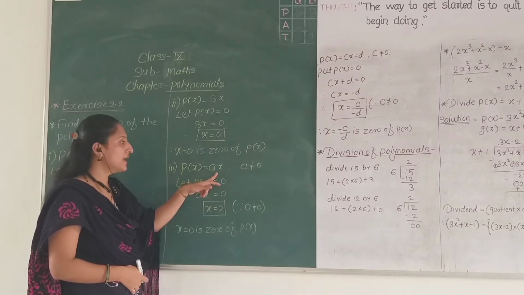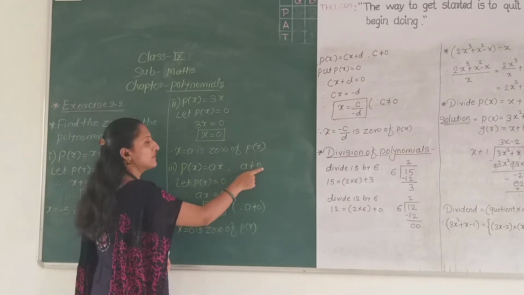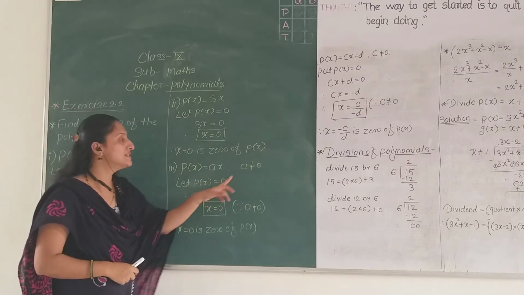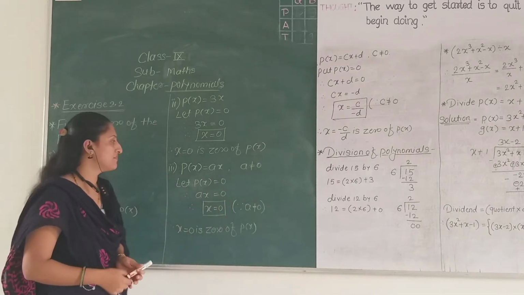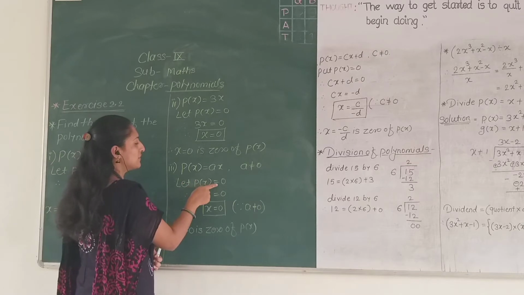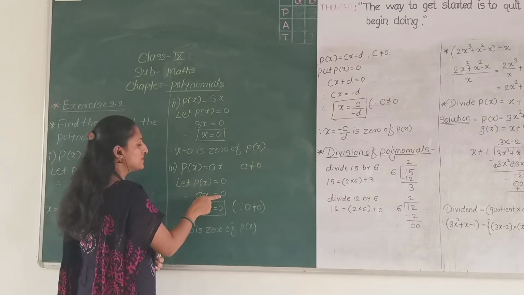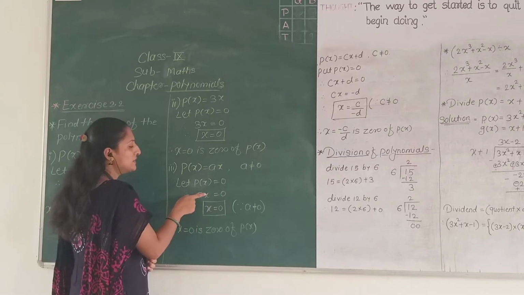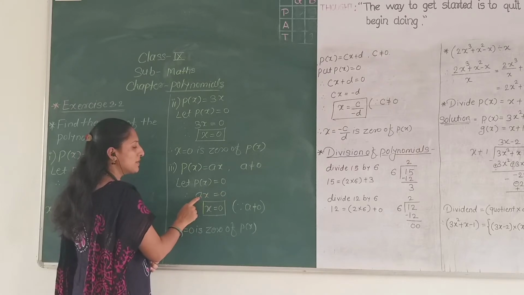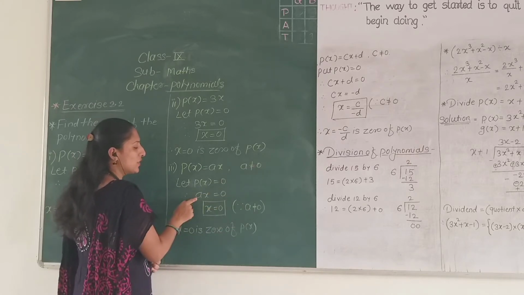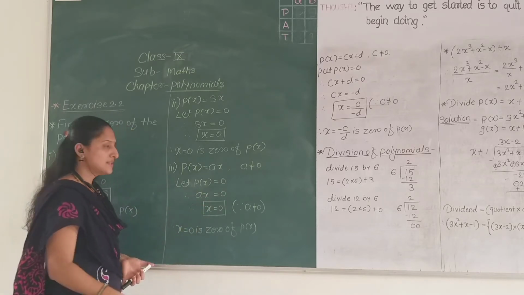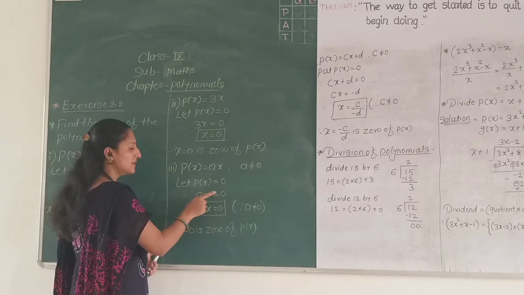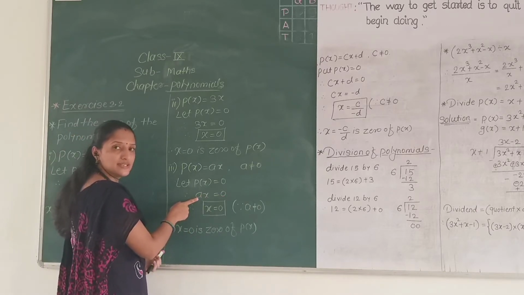Now P of x is equal to ax, but given that a is not equal to 0. That means a is a non-zero number. So let P of x is equal to 0. That means ax is equal to 0. So a into x is equal to 0. Right? Product of these two numbers is 0. They given that a is not equal to 0. If a is not equal to 0, then obviously x is equal to 0. Since the product of two numbers is 0, then at least one of them is 0.